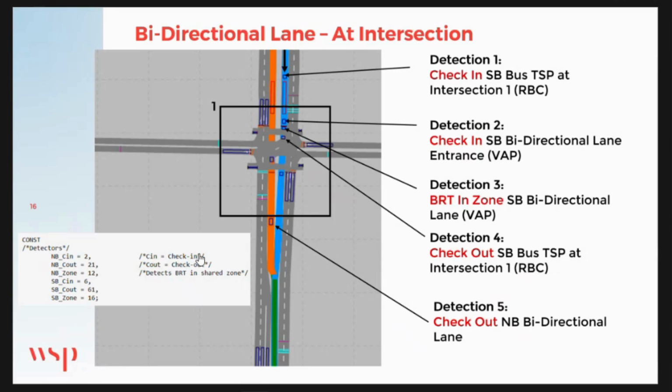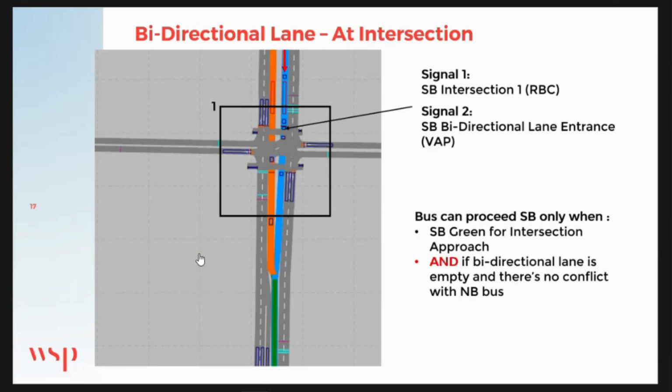Detection 4 is a checkout. So that's just a regular TSP checkout detection at your regular intersection. Then detection 5 is the checkout northbound bi-directional lane. It's the other direction. It will tell you, okay, this section is cleared. Your southbound bus can go through that section.